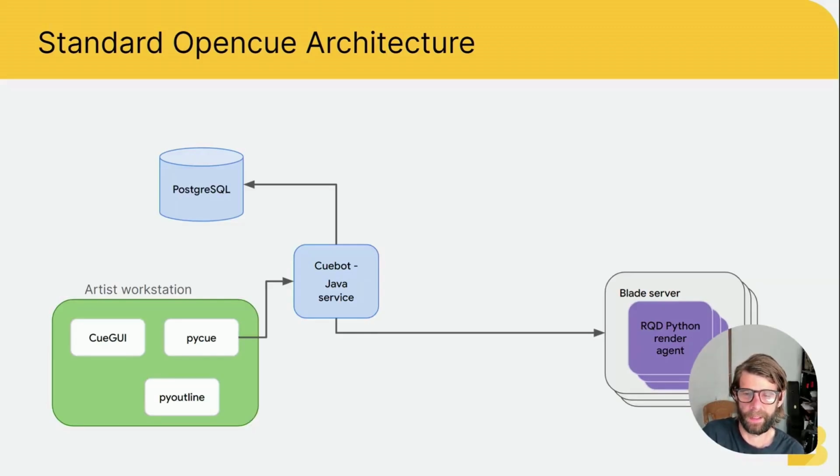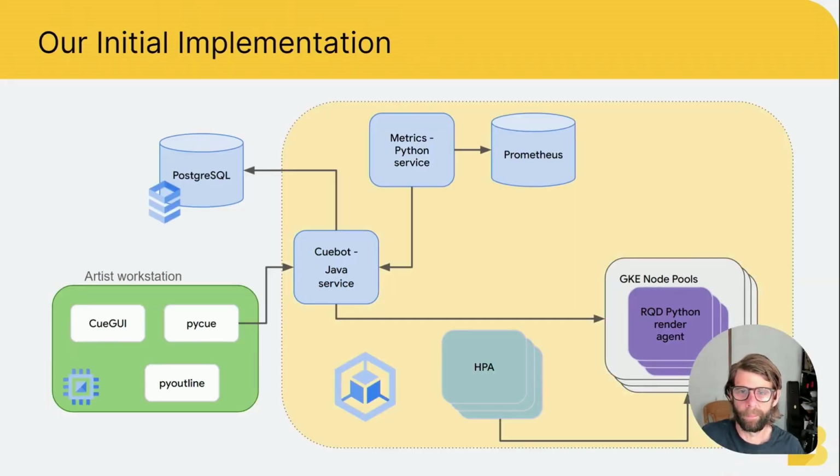And in a conventional setup, you'd probably have Blade servers or something like that in your render farm, each node of which is running an RQD instance, and then your database and your QBot instance running on a server of some kind. This was our initial cloud implementation. So I'll talk through what each of these represents in our world.